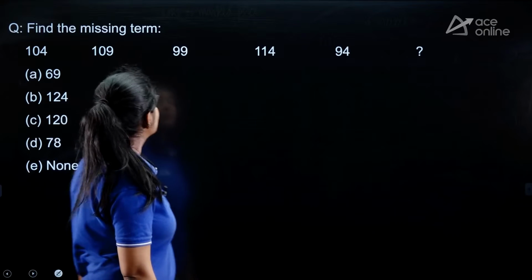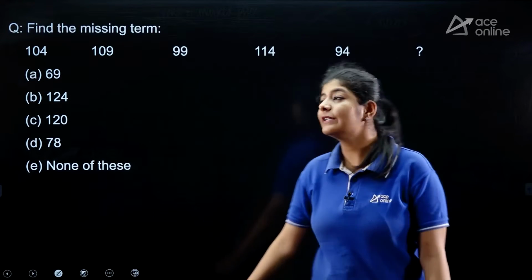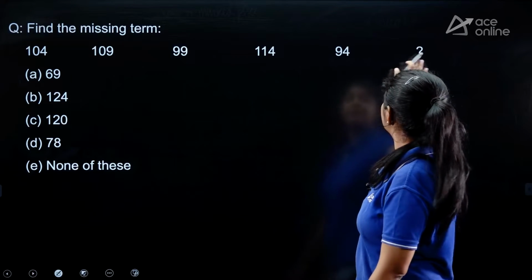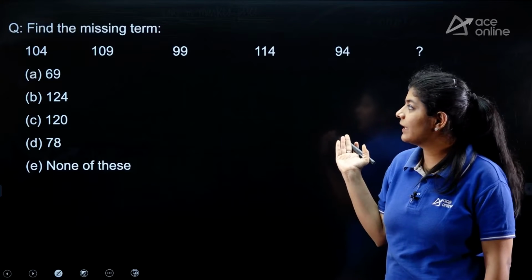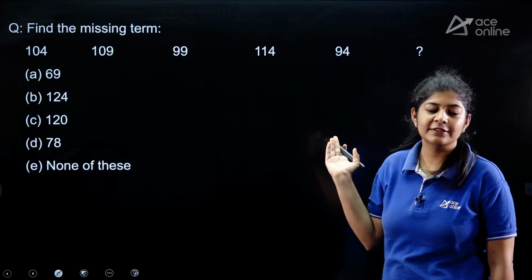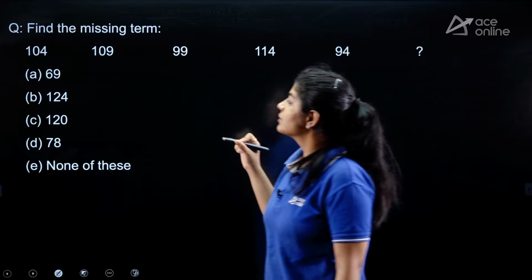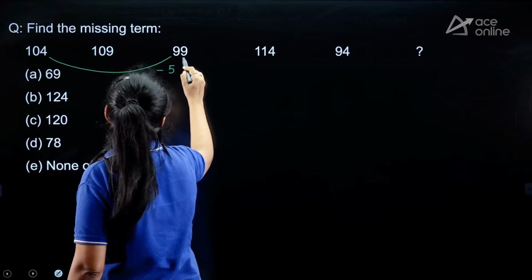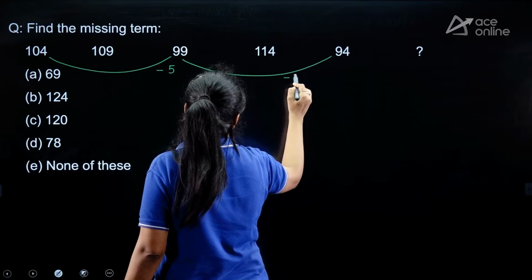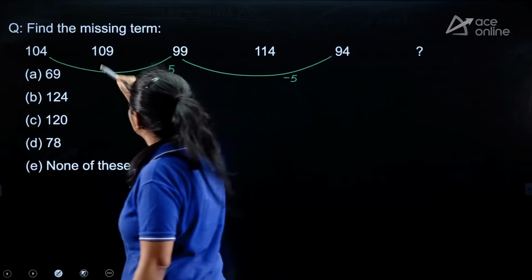Next, the next one is asking us to find out the missing term, and here we are having our missing term. I guess everyone can easily identify what the pattern is over here. This is an alternate series. So, -5, -5, right?